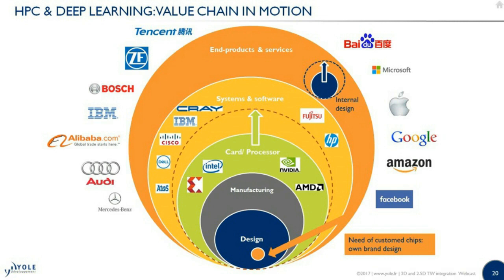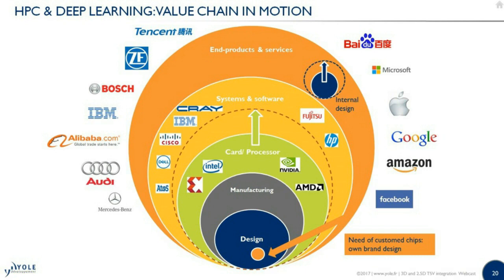And the second move is coming from GPU processor companies like NVIDIA, AMD, Intel. They tend to go towards system development, like NVIDIA, which has launched a complete server dedicated to deep learning. So those changes are small, but have to be considered because the involvement of tier one will have some impact on the supply chain.